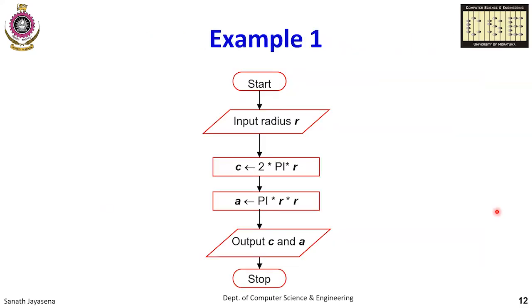And here's an example flowchart for the problem of taking the radius of a circle as input and computing the circumference and area, then outputting them. You can see arrows coming down, start and stop here. These are the process ones, and this is output and input. Right? All right.